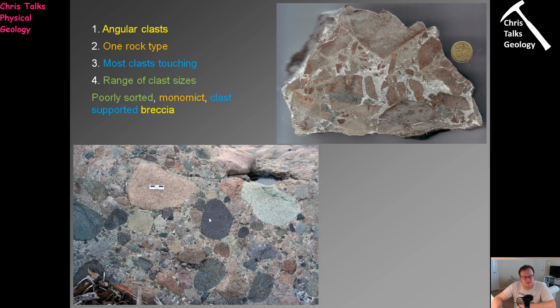What about the clasts in terms of whether they're touching or spaced out? We can see these clasts are in contact with one another, so once again, this is a clast-supported conglomerate. And once again, we have a very, very large range of clast sizes, just like the breccia here, so this is quite a poorly sorted conglomerate. So rounded clasts means it's a conglomerate. Different rock types means it's polymict. Most clasts are touching, clast supported. Range of different clast sizes, poorly sorted. So this is a poorly sorted, polymict, clast supported conglomerate. Once again, pretty huge name there.